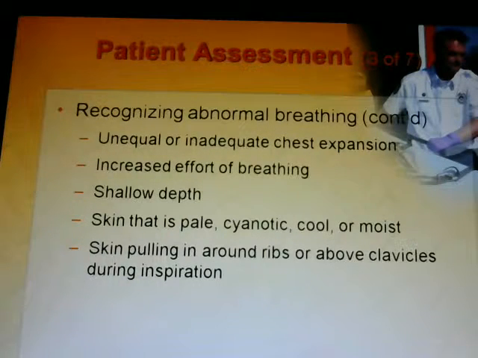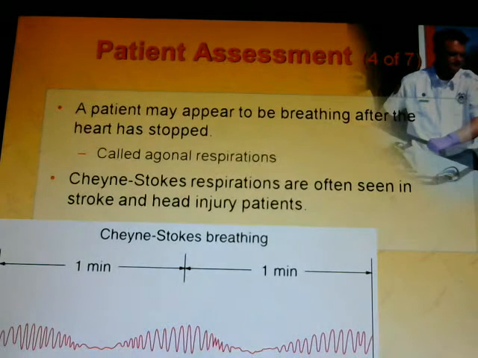Skin pulling in around the ribs and above the clavicles during inspiration. Kussmaul breathing. A patient may appear to be breathing after the heart is stopped, called agonal respirations. Cheyne-Stokes respirations are often seen in stroke patients and head injury patients. This is different breathing patterns at a minute level.